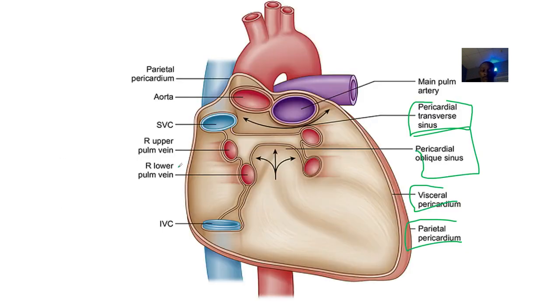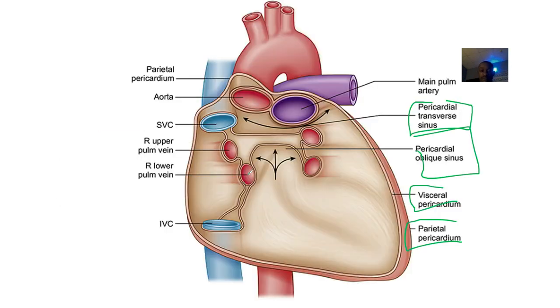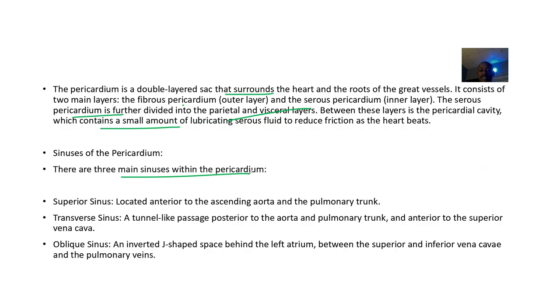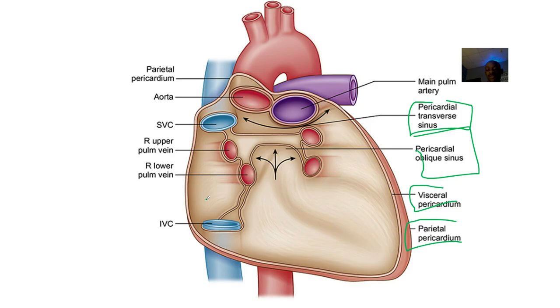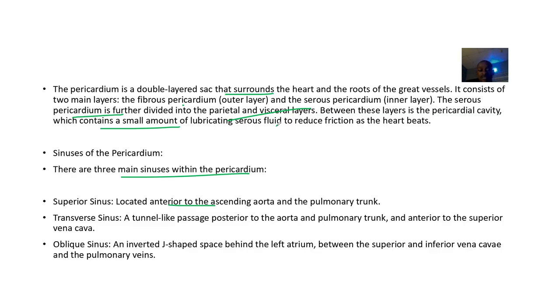Now, for sinuses of the pericardium, there are actually three main sinuses. The superior sinus. This one is located anterior to the what? Ascending aorta and the pulmonary trunk. Okay, so I think basically it's not indicated here. Superior sinus. Well, this is the transverse sinus. This is the oblique sinus. So the superior sinus should be somewhere here, up. They actually cut the heart so you can't actually see it.